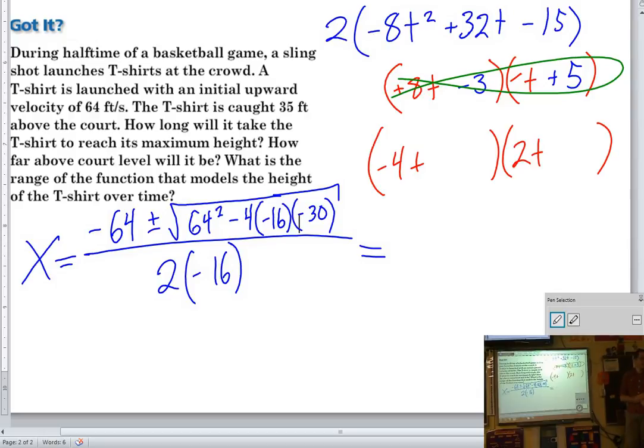We are out of time. Can I take a quick picture of that? Sure. This is going to be on the test.